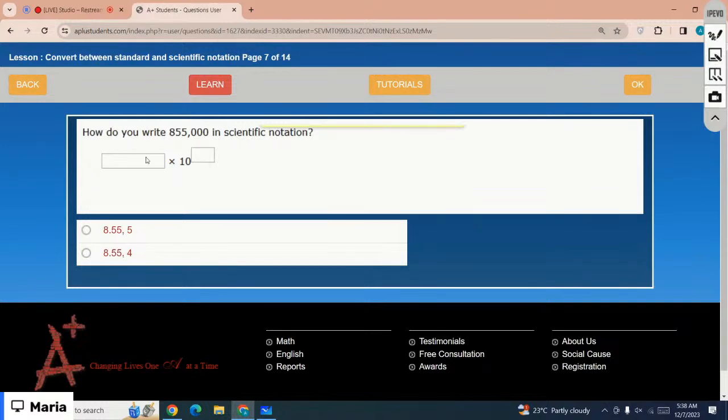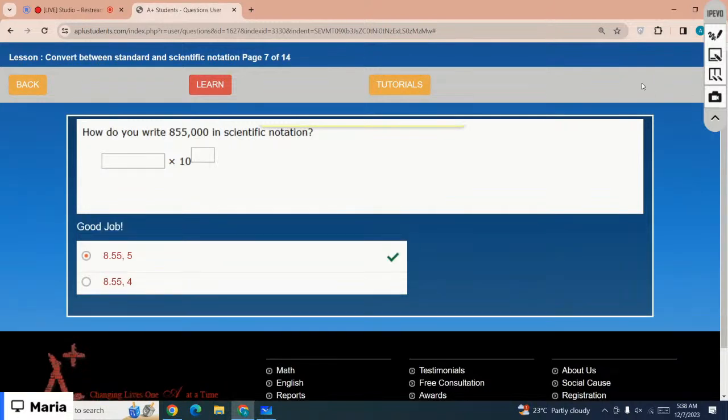Okay, how do you write 855,000 in scientific notation? So which is the correct option? Yes, the correct option is 8.55 times 10 exponent 5. Option number 1 is the correct option.